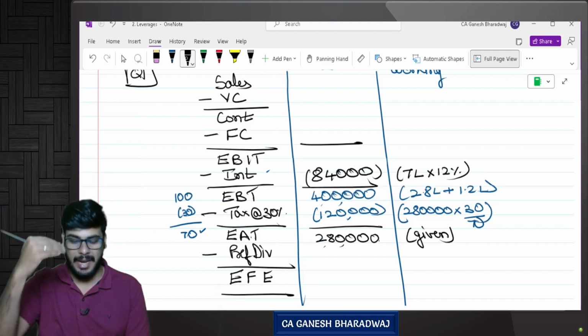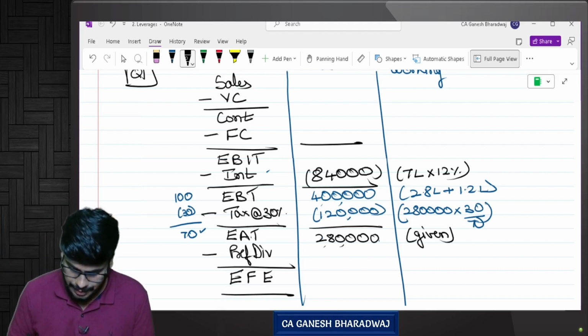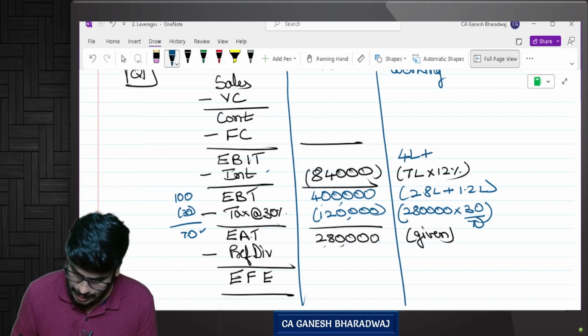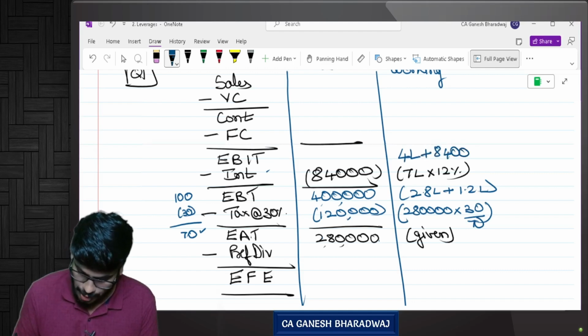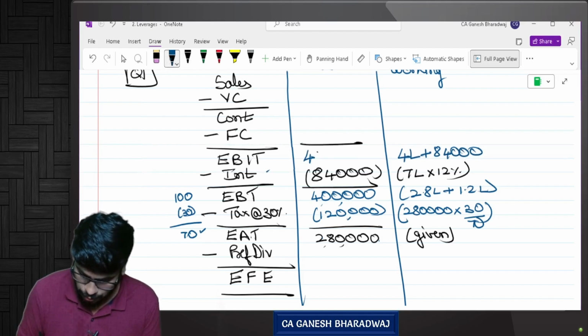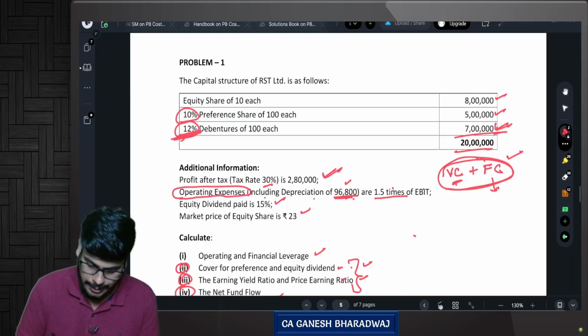So EBIT minus interest is EBT. So EBIT is EBT plus interest. EBIT is going to be how much? The balancing figure, that is 4 lakhs plus 84,000. It is going to be 4,84,000. Yes, right?